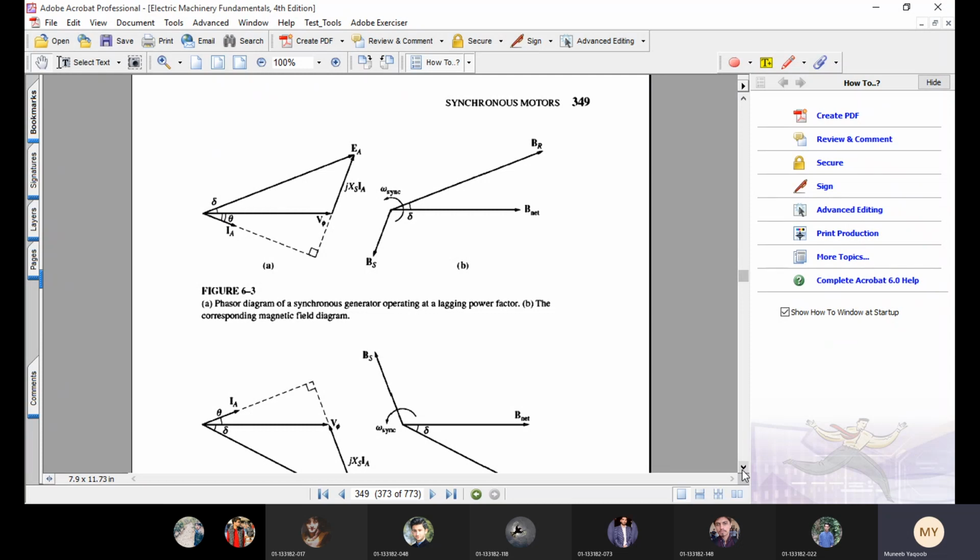In a similar way, this can be predicted using the corresponding magnetic fields diagram. In figure 6.3b, what we can say is that if the rotor's magnetic field is ahead of the net magnetic field, then the machine is acting as a generator. And again, clearly B net is along the positive x-axis, BR is at an angle delta from B net, and it is approximately 30 degrees ahead of B net. So we can say that the machine is acting as a generator.